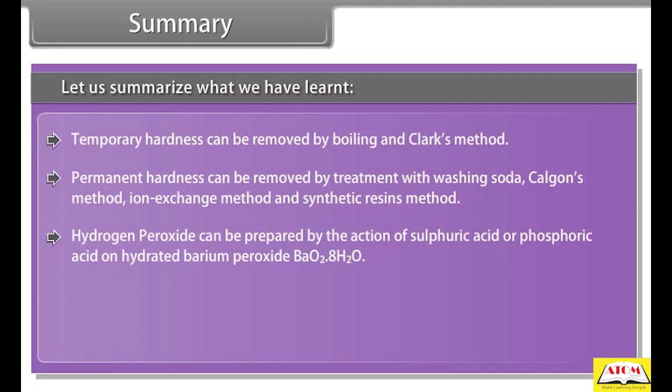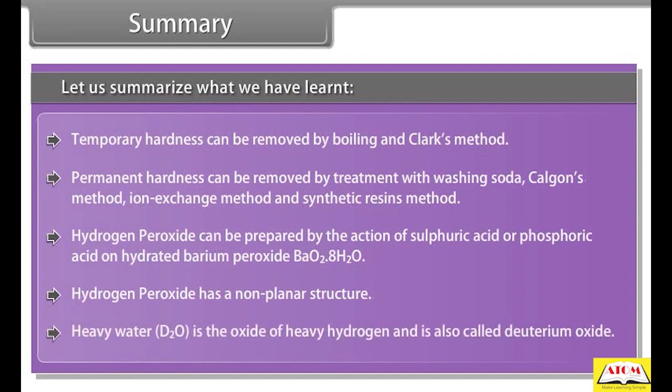Hydrogen peroxide can be prepared by the action of sulfuric acid or phosphoric acid on hydrated barium peroxide. Hydrogen peroxide has a non-planar structure. Heavy water is the oxide of heavy hydrogen and is also called deuterium oxide.